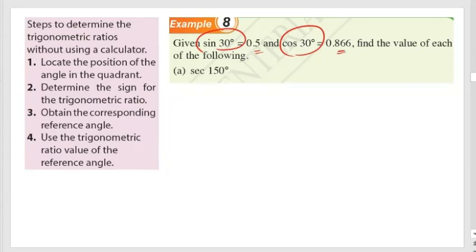So do you know how to find tangent? Actually, the tangent here is easy. You don't need to draw the triangle anymore. The tangent is sin over cos, right? So from here, you know tangent 30 degrees equal to sin 30 over cos 30.